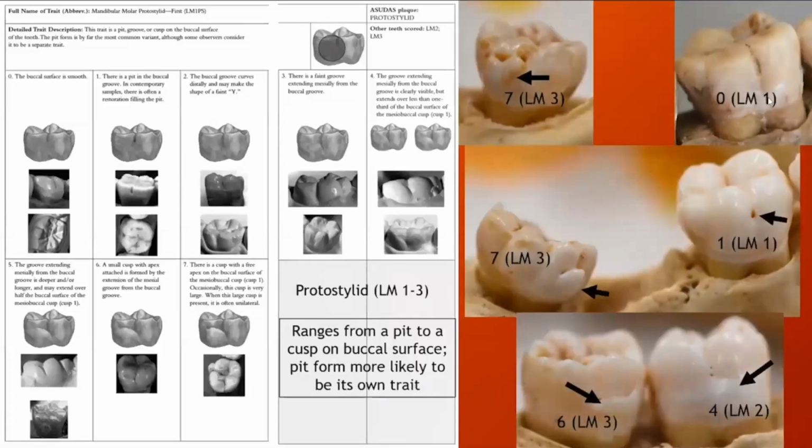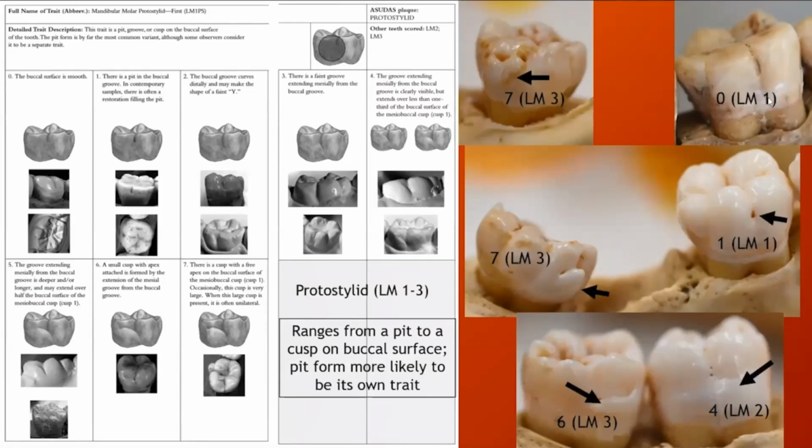So now we are shifting into the mandible and mandibular traits. We're still looking at the buccal surface. We're not back on the occlusal surface just yet. Protostylid is essentially a sister trait to peristyle in that they have similar expressions, but they are essentially expressed a little differently and obviously have separate descriptions to go with that.